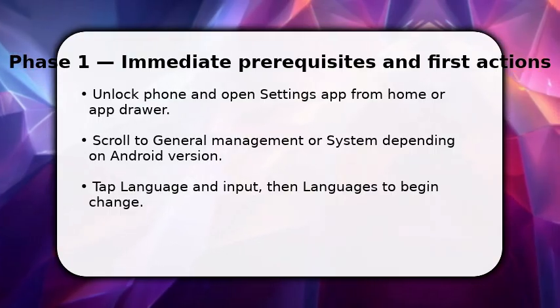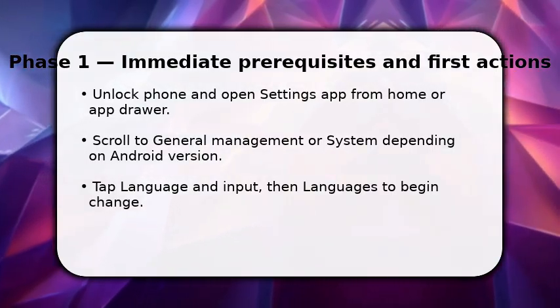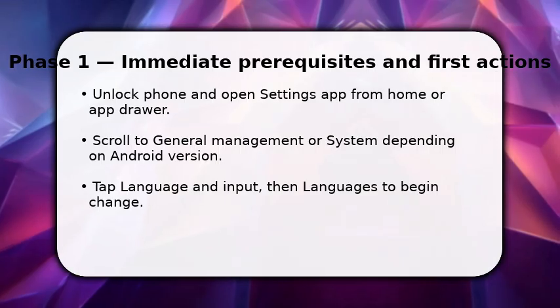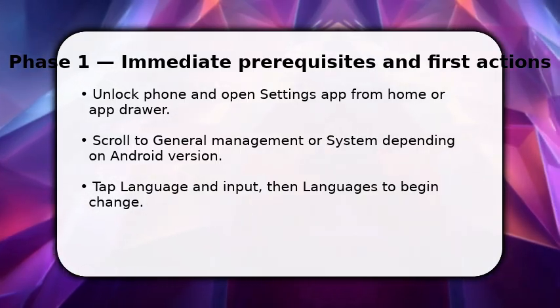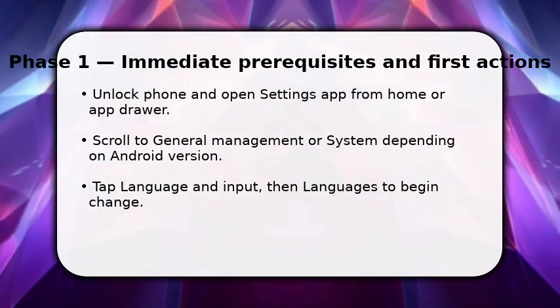If your desired language isn't listed, choose Add Language. Make sure to allow system prompts if requested, since changing language affects menus, keyboard, and some app labels, so proceed when you can read confirmations.